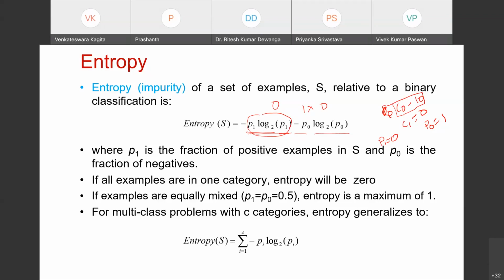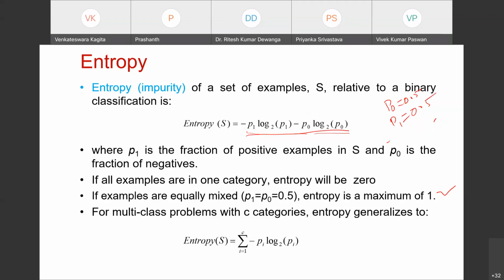Okay, if the examples are equally mixed, then it is the highest level of impurity, isn't it? Equally mixed means 50%, 50%, then it is the highest form of impurity. So we should get maximum value of impurity for this entropy, and the maximum value possible is 1. Okay, so let us see whether we're getting that or not. So P0 is 0.5 and P1 is 0.5. Okay, so substitute that and see, you will get 1, maximum of 1.